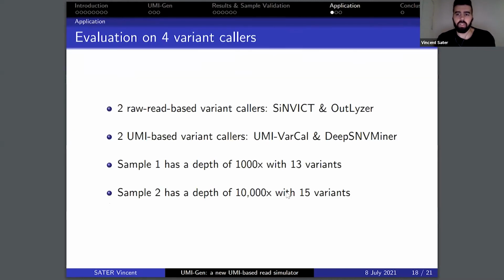Once we verified that UMI-Gen can generate simulated data that resembles real-life sequence data, we compared the performance of 4 variant callers using sample 1 and 2. We use SymVict and Outlier as raw read-based variant callers that specialize in the detection of low-frequency variants. We also use 2 UMI-based variant callers, Deep SNV Miner and our own UMI Varcol.